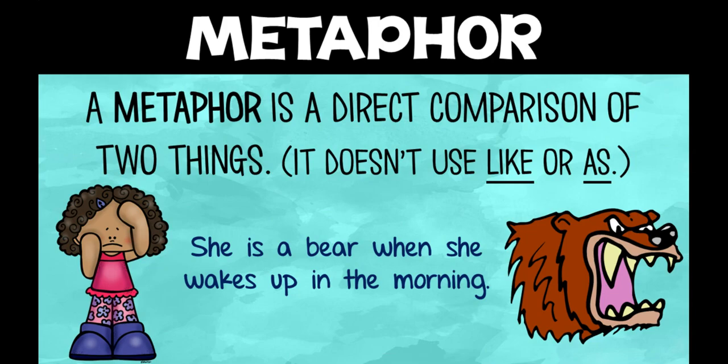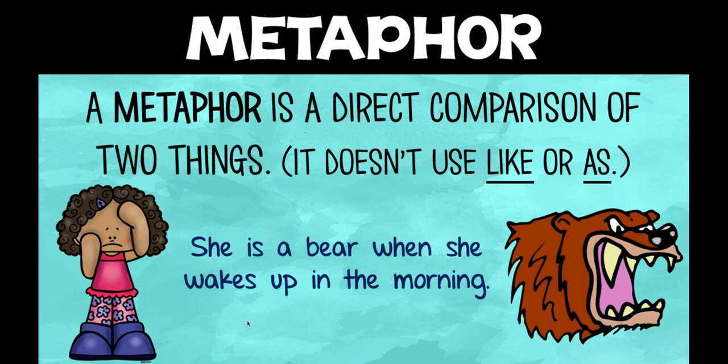Okay, the next figurative language device we are going to talk about is a metaphor. A metaphor is a direct comparison of 2 things, and it doesn't use the words like or as. So when you have a metaphor, you are actually just saying the person is whatever you are comparing them to.